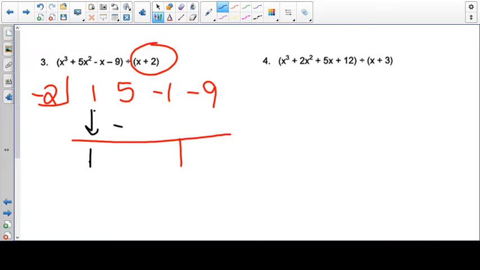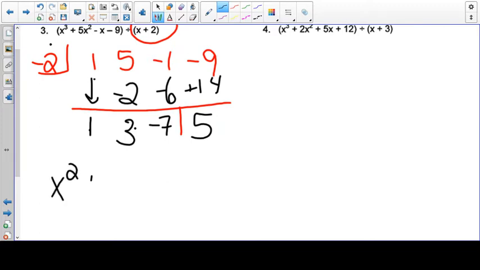1 times negative 2 is negative 2. 5 minus 2 is 3. 3 times negative 2 is negative 6. Negative 1 minus 6 is negative 7. Negative 7 times negative 2 is 14. Negative 9 plus 14 is 5. So my answer is x squared plus 3x minus 7, the remainder of 5.